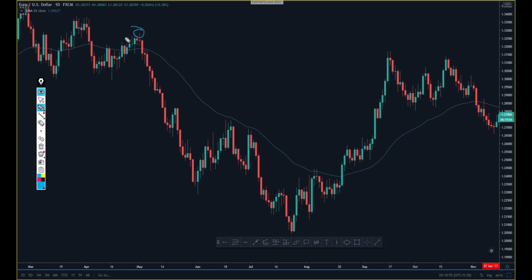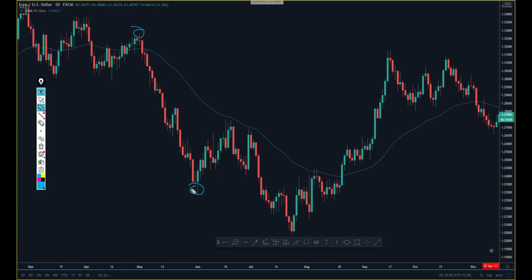Now guys, let me ask you a question. Is this a valid pullback? Well, it satisfies our first condition, but by now I am sure you will be able to tell that it will not touch our 38.2 Fibonacci level. So it's invalid. So we'll go more down.